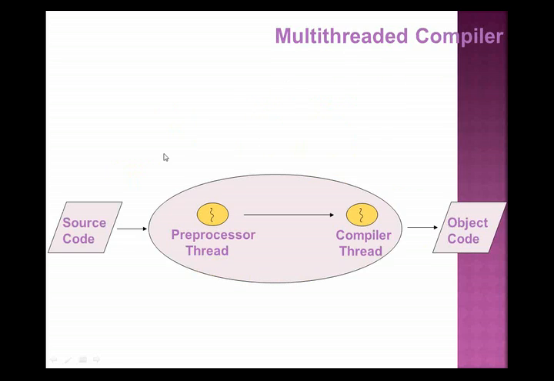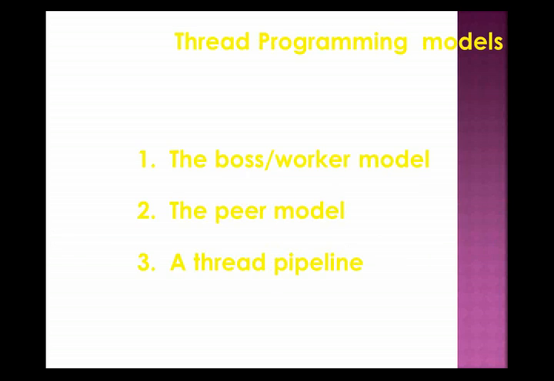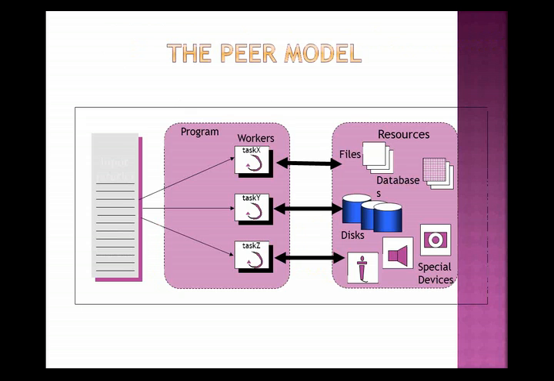Next, the multi-threaded compiler. First of all, there is a source code that is converted into the object code by using the multi-threaded compiler. This is a pre-processed thread, there is a compiler thread. These are the models used for thread programming, that is the boss-worker model, the pipelining model, threaded pipelining.